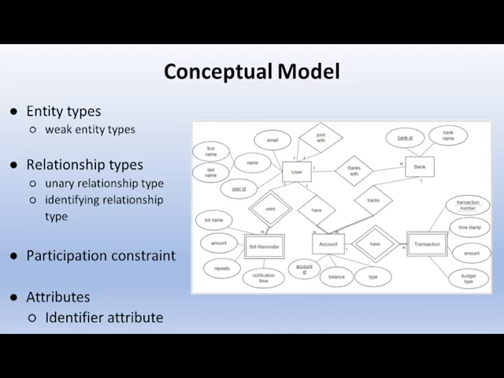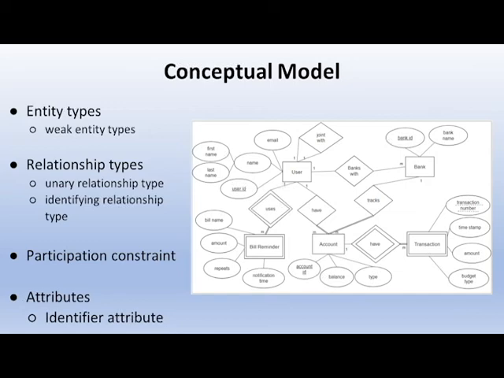Next, let's look at participation constraints. User and bank are the only two entities that are not dependent on another entity to exist, whereas bill reminder, transaction, and account are all dependent on another entity. For example, you can have a user without having a bill reminder, but to be able to have a bill reminder, you need to have a user for that bill reminder.